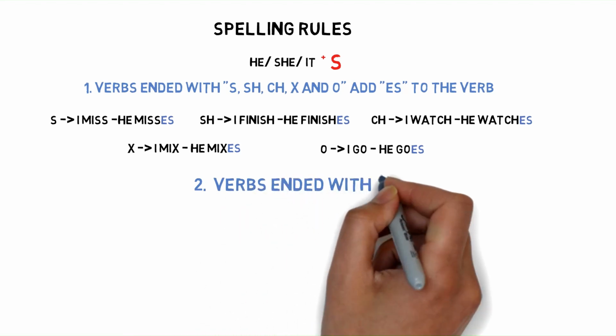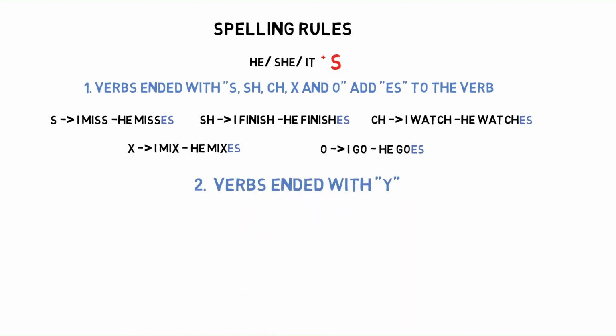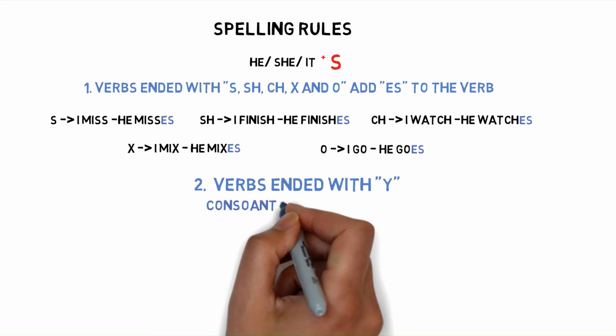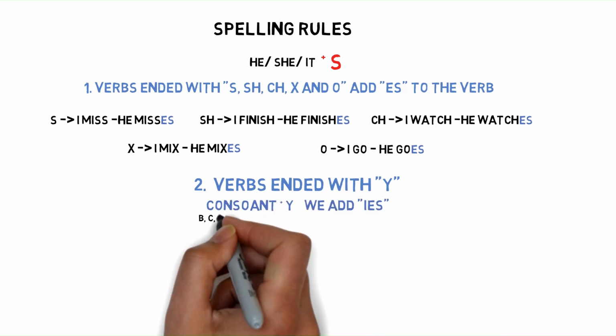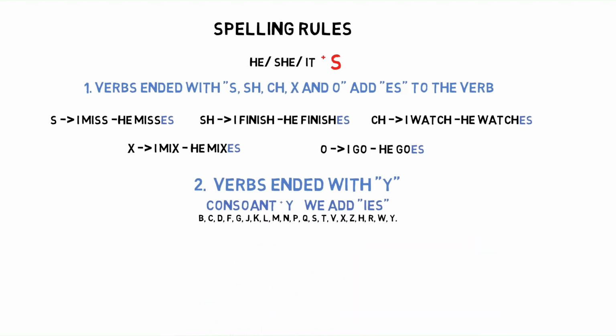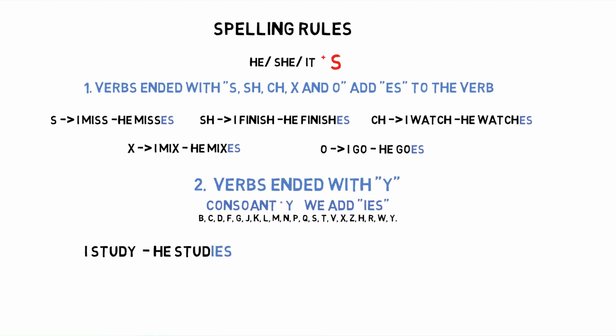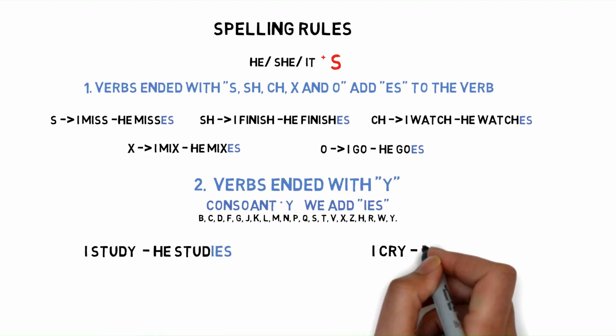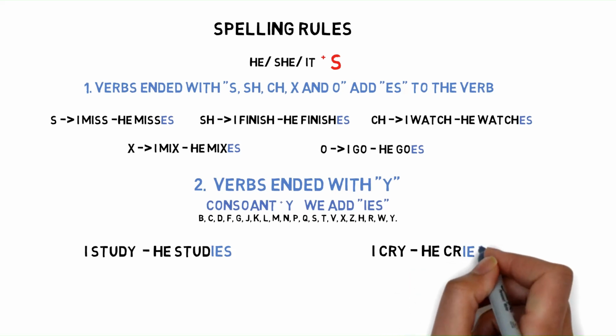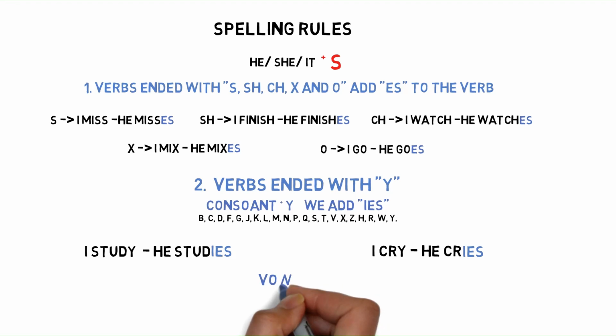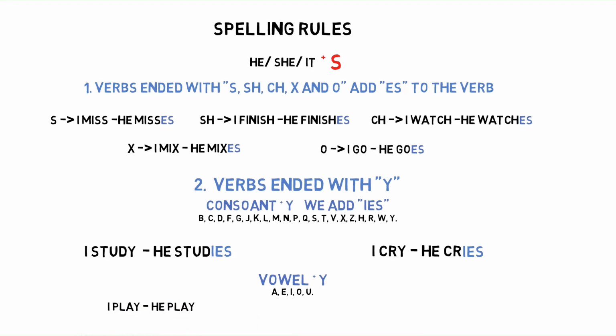For the second case, verbs that end with Y, we must check the alphabet before it. If there is a consonant before Y, we must remove the Y and add IES, and the consonants are here. For example, I study, he studies. I cry, he cries. However, if a vowel is before the Y, we should keep the Y and add an S. And these are the vowels. For example, I play, he plays. And I buy, he buys.